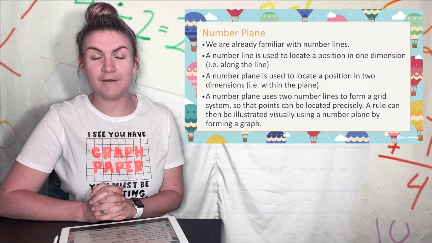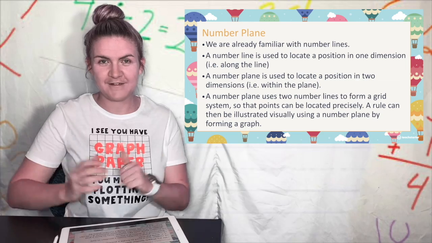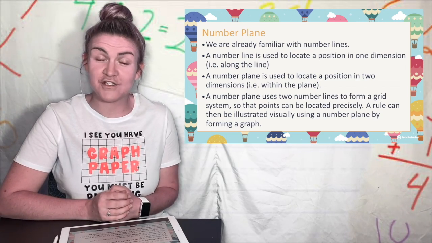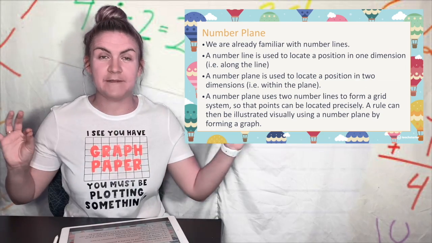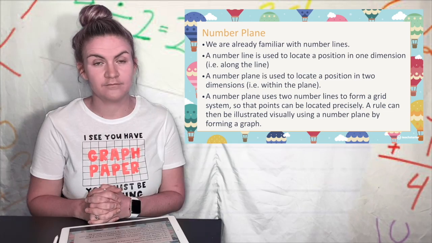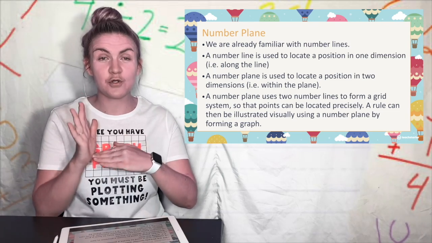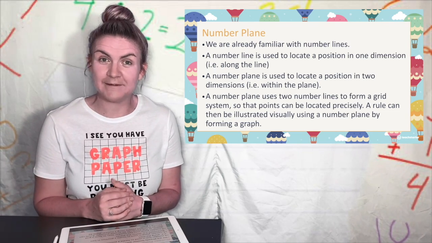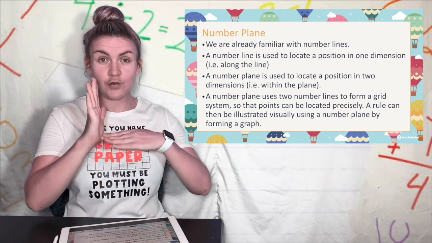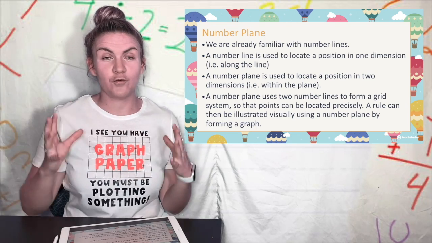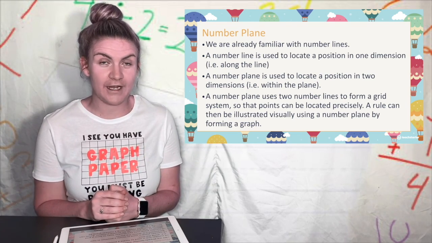By now, you would be very familiar with number lines. A number line is used to locate a position in one dimension along the line. A number plane is used when we need to locate a position in two dimensions within a plane. A number plane uses two number lines to form a grid so that positions can be located precisely.